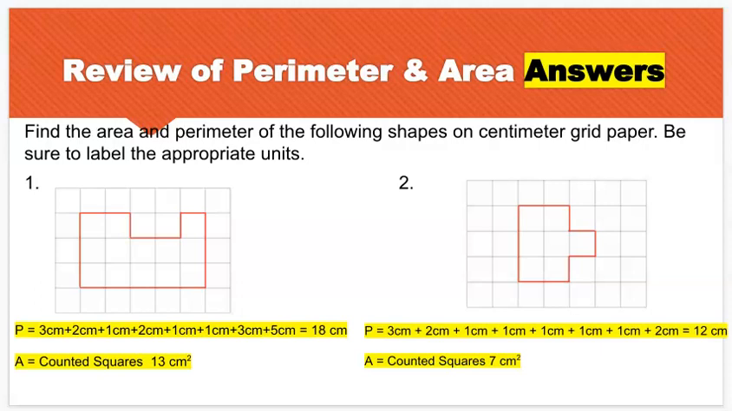So the shape on your left, if we're doing the perimeter, we're going the distance around the outside, and that's one-dimensional, so it's linear. So we can just count. If we're going up the left, that's 3 centimeters, then across the top 2 centimeters, then down 1 centimeter, across 2 centimeters, up 1 centimeter, across 1 centimeter, down 3 centimeters, and then all the way across 5 centimeters. So if we add 3 plus 2 plus 1 plus 2 plus 1 plus 1 plus 3 plus 5, we should get 18 centimeters.